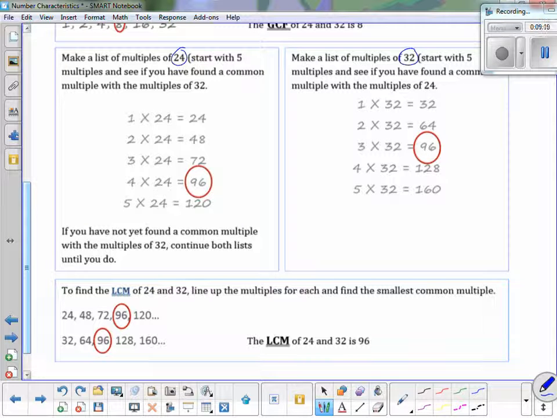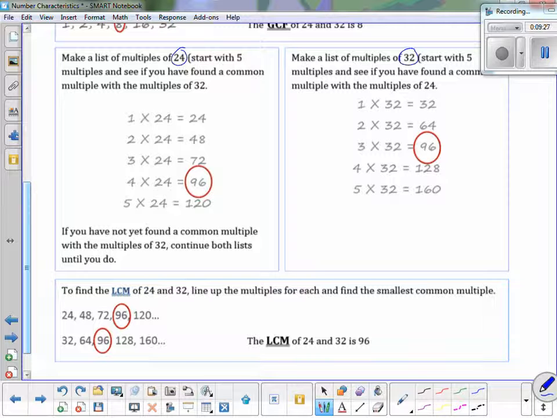Okay? With 32, 1 times 32 is 32. 2 times 32 is 64. 3 times 32 is 96. 4 times 32 is 128. And 5 times 32 is 160.